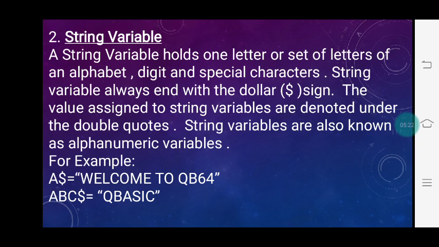For example, a$ is equal to, in double quotation mark, welcome to QB64. Another example, ABC$ is equal to, in double quotation mark, Q basic. Here the string variables a$ and ABC$ hold the values welcome to QB64 and Q basic.